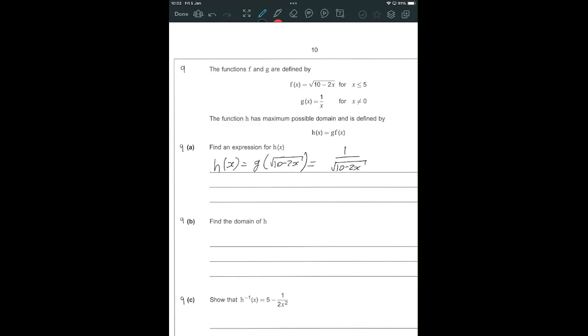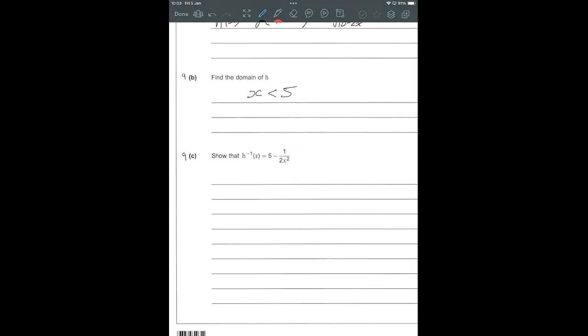So now the domain, what am I allowed to put into that? Well, I have to have x being less than or equal to 5 to go into the square root, but the denominator cannot be 0. Well, it's 0 when x equals 5, so the domain is when x is strictly less than 5. Anything else would cause a problem.